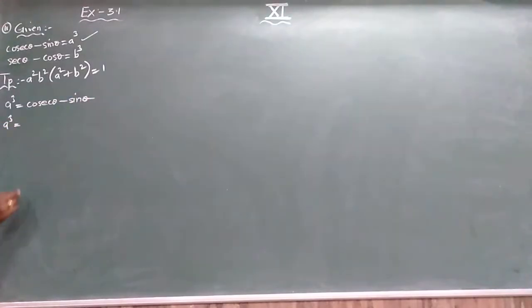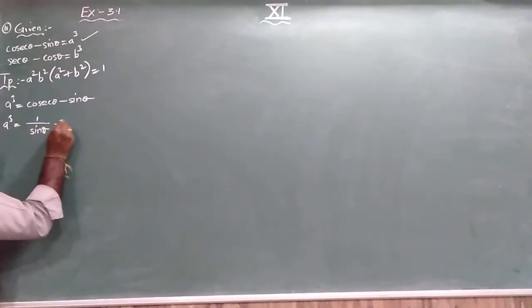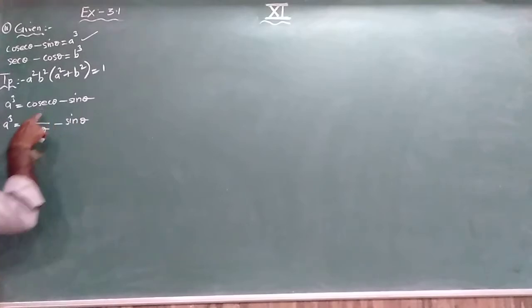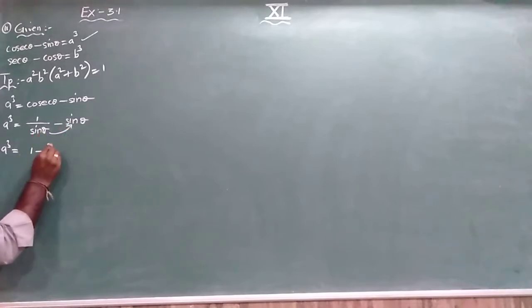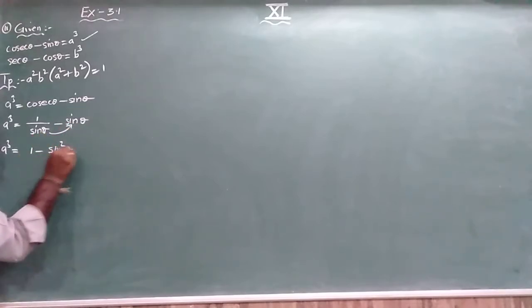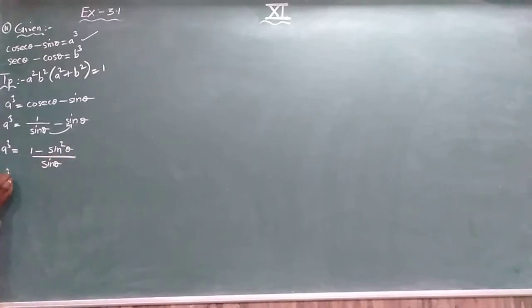A cube is equal to, what is cosecant theta? We can write it as 1 by sin theta. So a cube is equal to 1 divided by sin theta minus sin theta. Now cross multiply: 1 minus sin into sin is sin square theta, divided by the denominator sin theta. A cube is equal to 1 minus sin square theta, which we can write as cos square theta, divided by sin theta.